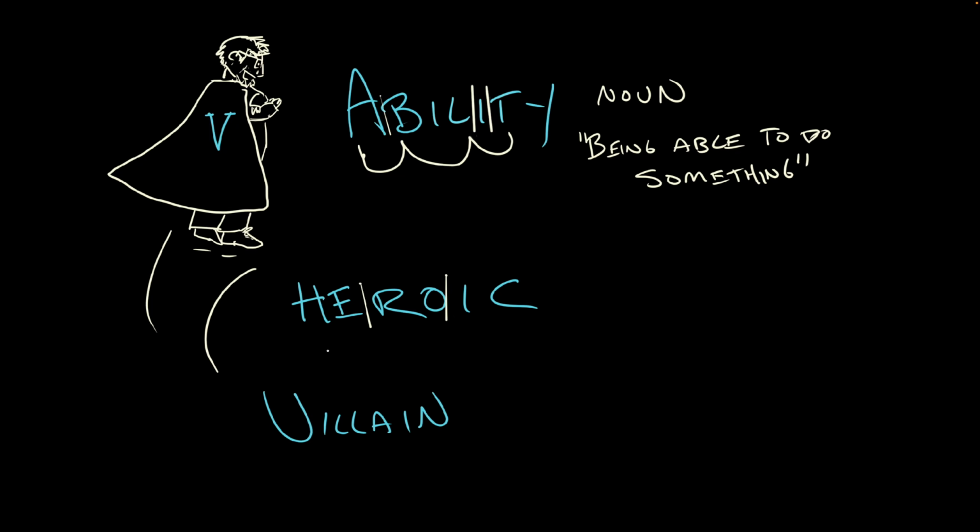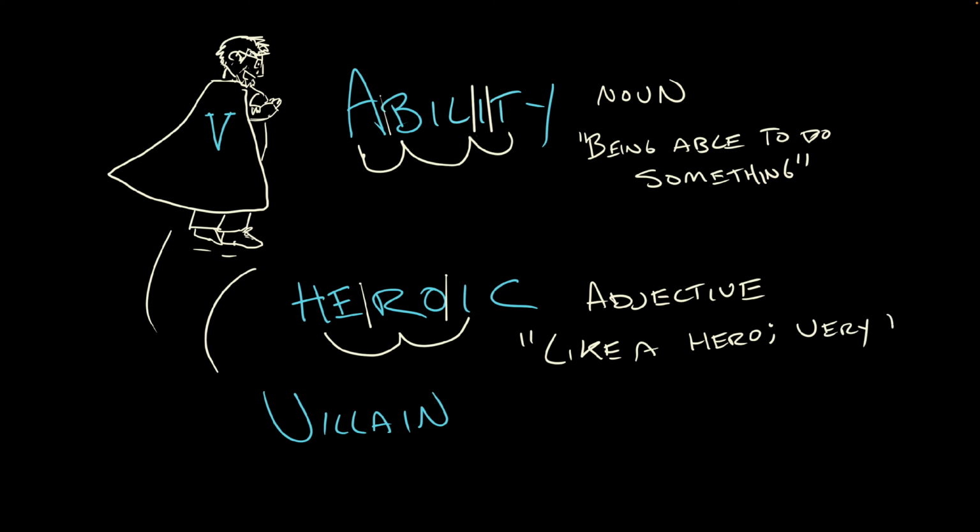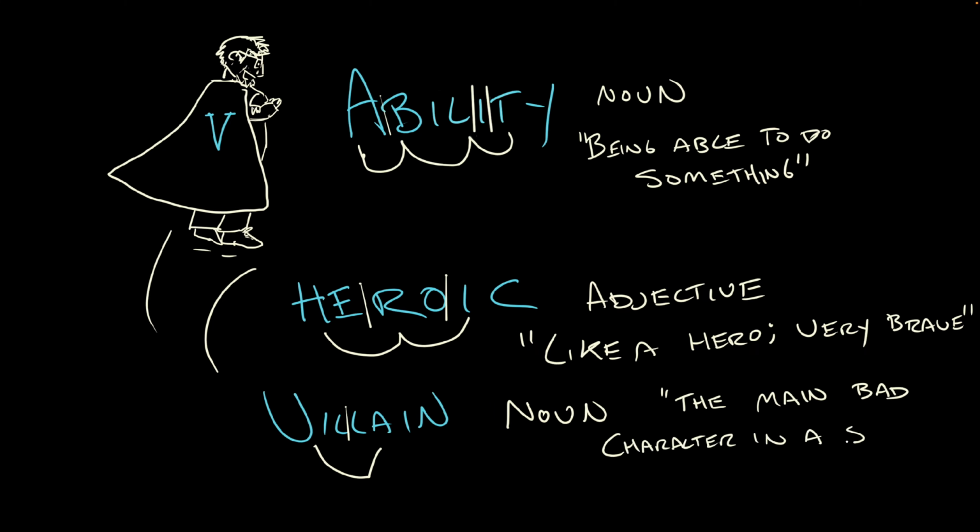Word number 2, heroic. Heroic. It's an adjective, a describing word. It means like a hero, very brave. And finally, villain. Villain. It's a noun, this is a kind of person. It means the main bad character in a story.